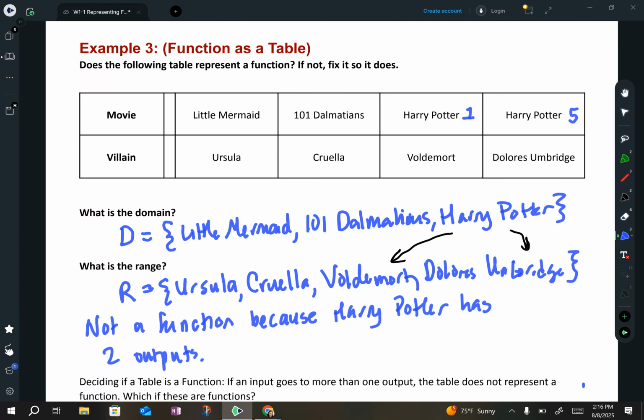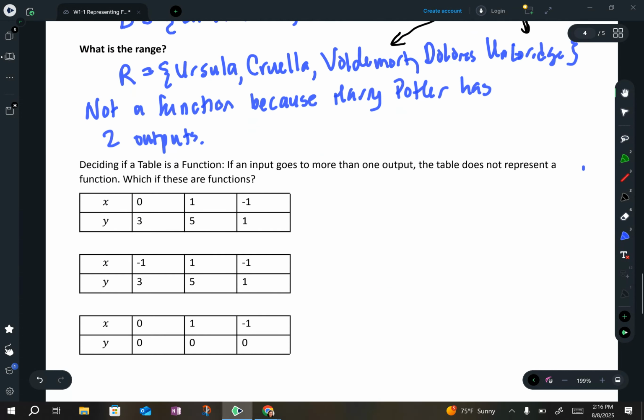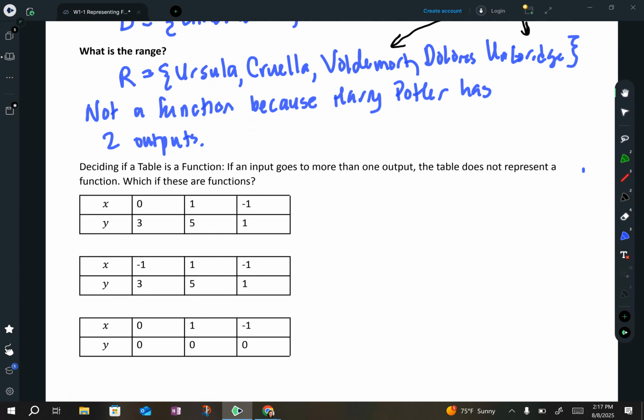All right, going on. Let's decide if a table is a function. So what I'd like you guys to do now is pause the video right now, go through these three tables. The top rows are your domains, and the bottom rows are your ranges for each of the three functions. There's 3 examples. And I want you to decide which of these are functions and which of these aren't functions, and then come back and I'm going to go over the answers with you. So just pause the video and work on this on your own.